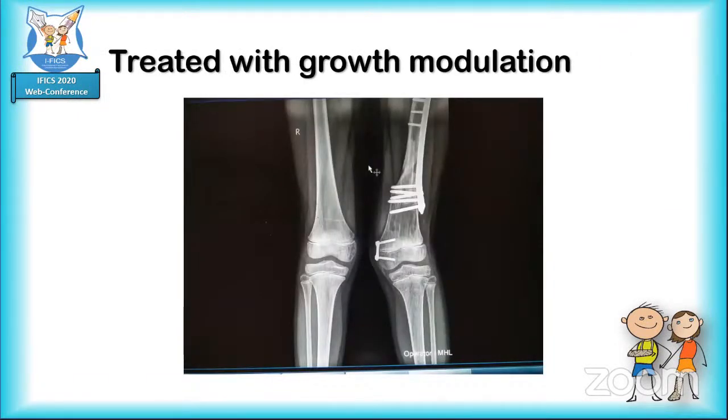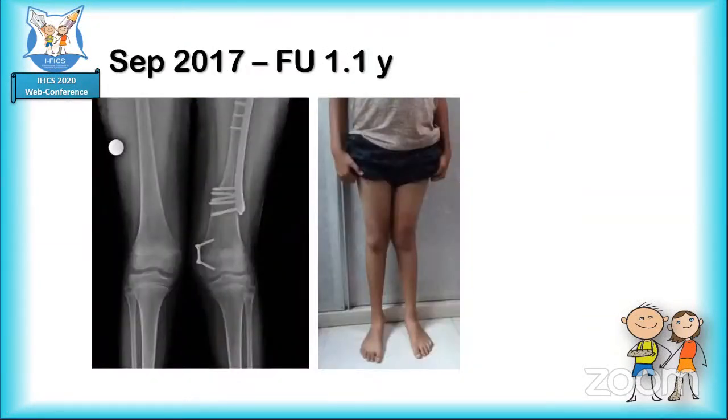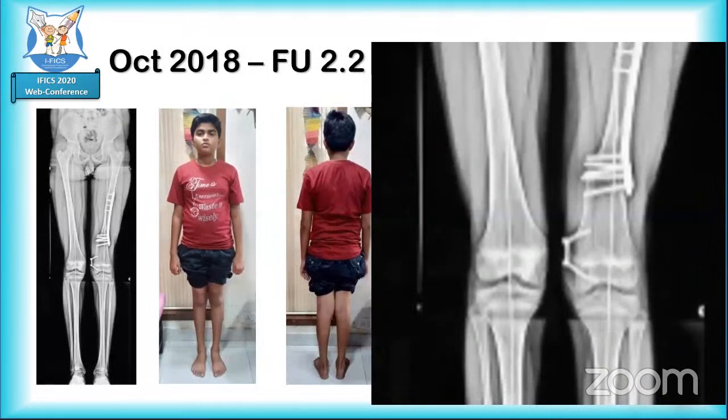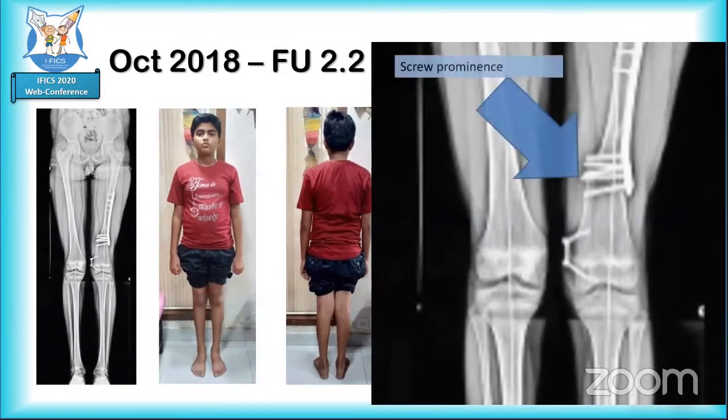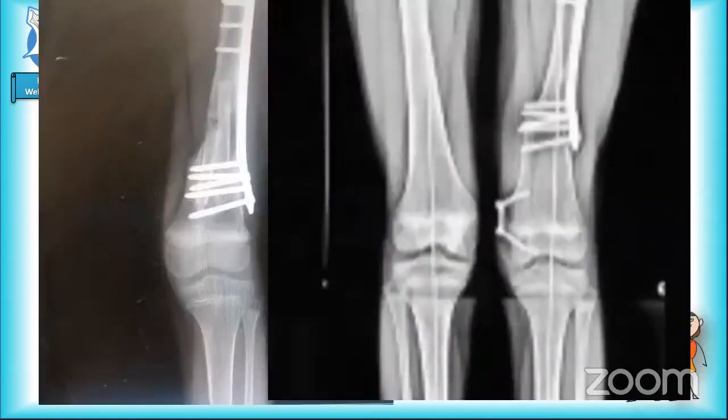So, we really couldn't remove the implant because the pathology was still healing up and we were not very confident. So what we did was growth modulation, and we corrected the deformity. But one more issue of plating of distal femur in children is obvious here. And you can see here, the screws which were in the metaphysis move into the shaft as the child grows. And screws which were not prominent start becoming prominent.